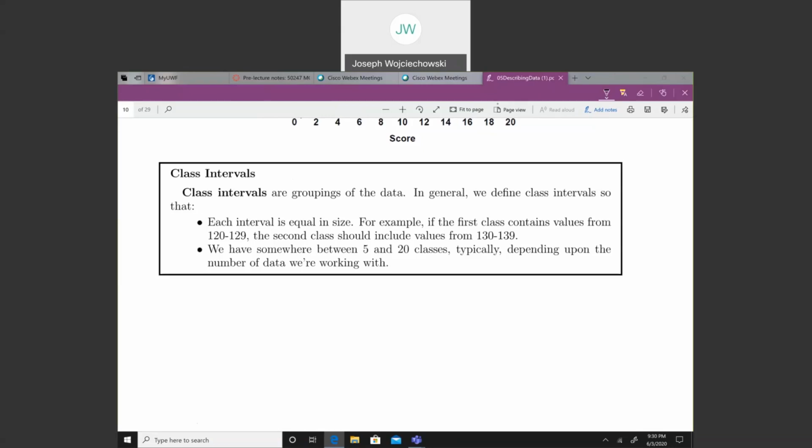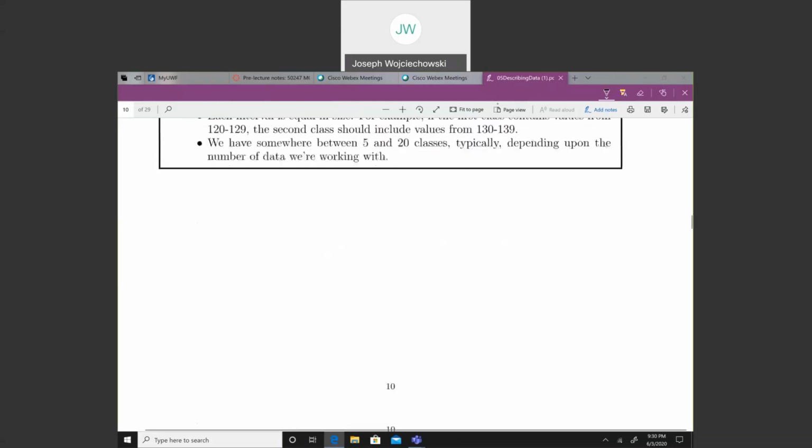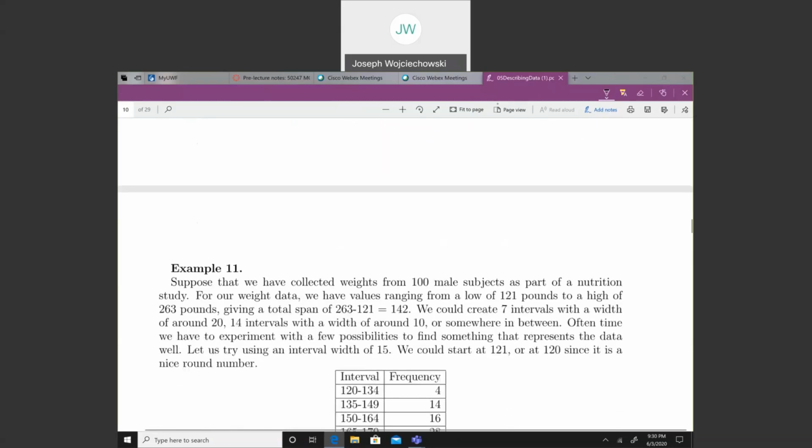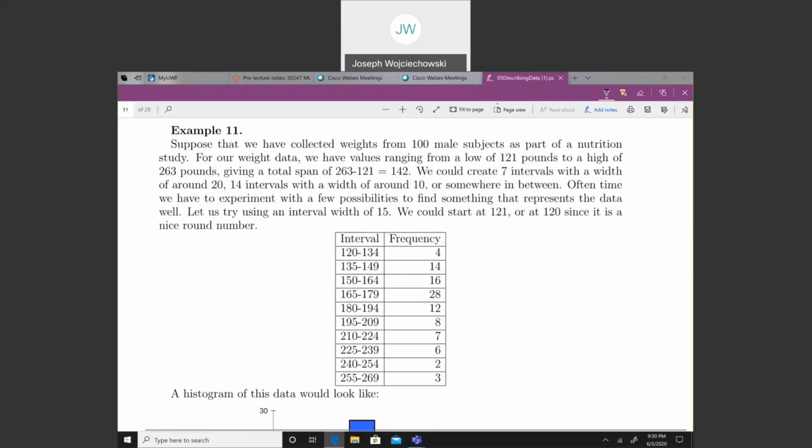Typically, we try to have between 5 and 20 classes, depending upon the number of data we're working with. So let's see. Suppose we have collected weights from 100 male subjects as part of a nutrition study. For our weight data, we have values ranging from a low of 121 pounds to a high of 263 pounds, giving a total span of 263 minus 121, or 142. We could create 7 intervals with a width around 20, or 14 intervals with a width around 10, or somewhere in between.